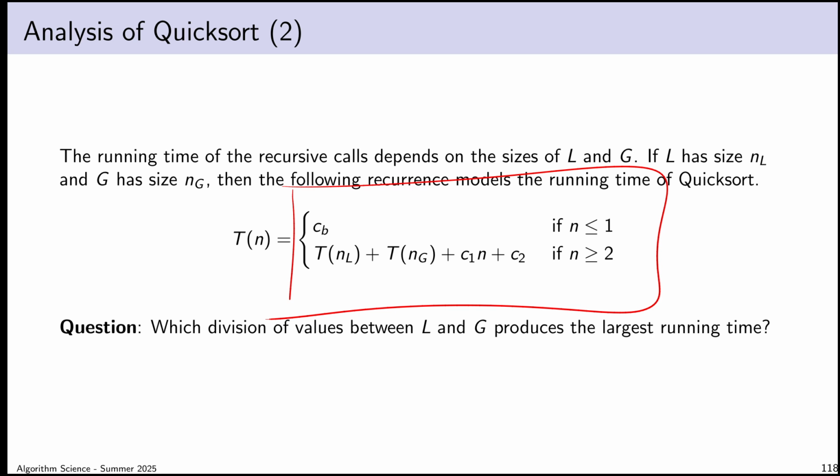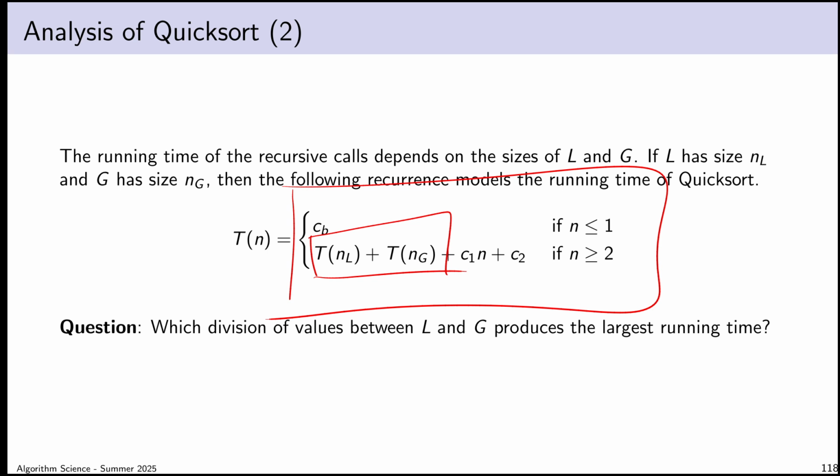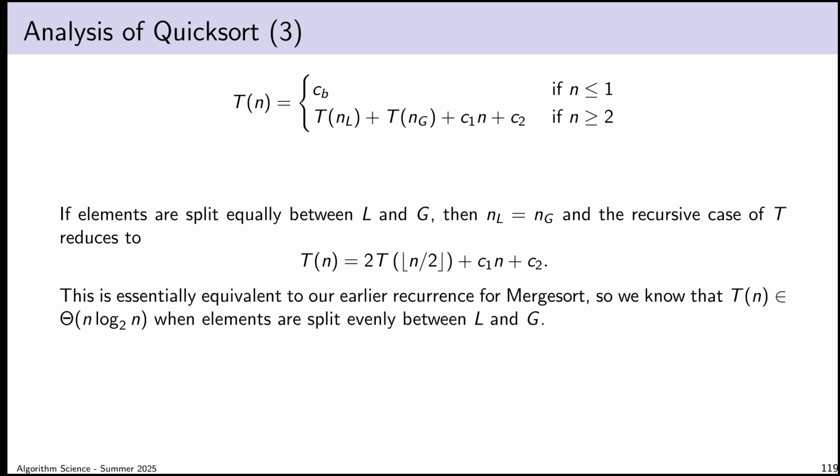And so the question then comes down to pretty much, well, I have to do something with these two recursive calls. So what division of values between L and G gives me the worst running time? Well, I guess there are two extremes: L and G can be the same size, or L and G can have completely different sizes. So the first one is, suppose it's the same size.